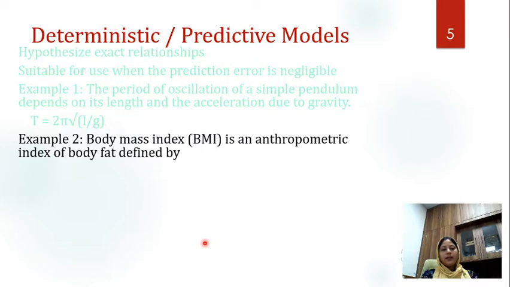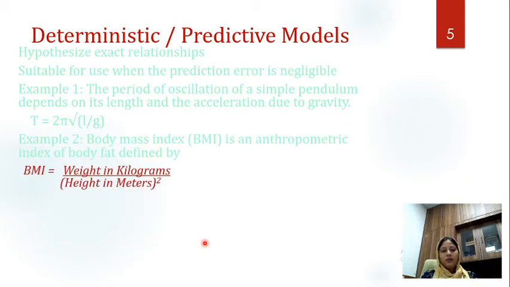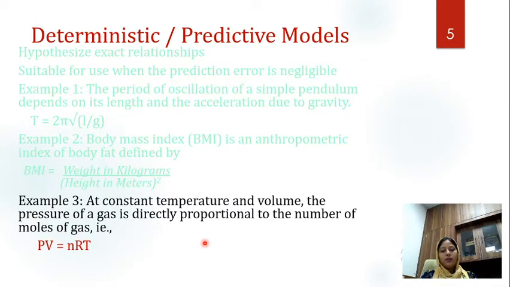As another example, let us consider the body mass index, which is an anthropometric index of body fat defined as the ratio between weight in kg divided by the square of height in meters. At constant temperature and volume, the pressure of a gas is directly proportional to the number of moles of gas, that is PV is equal to nRT. So again, all these are examples of deterministic or predictive models.